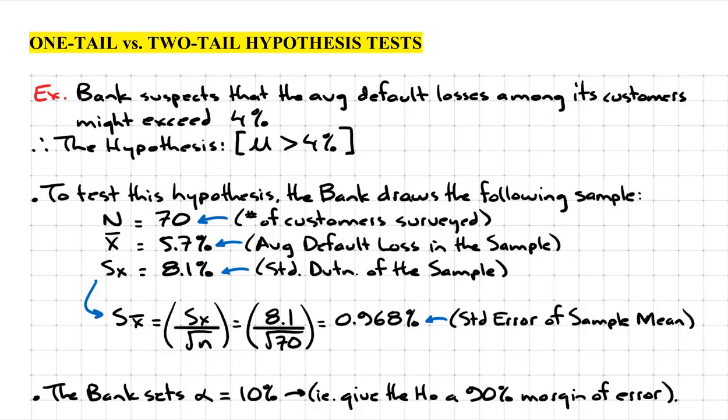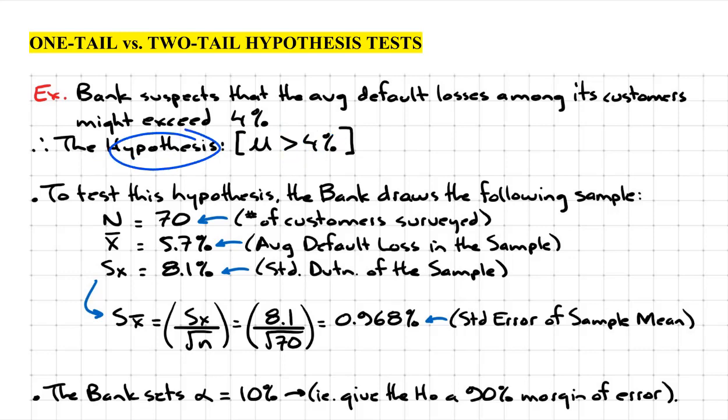One-tailed versus two-tailed hypothesis tests. Let's have a look at an example. Suppose that the bank suspects that the average default losses among its customers might exceed 4%. So the hypothesis is that the mean or the average default loss among all its customer base will exceed 4%. So that's what a hypothesis is.